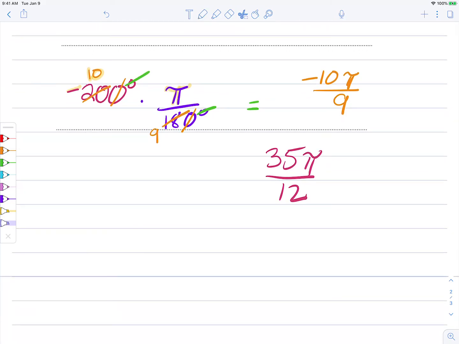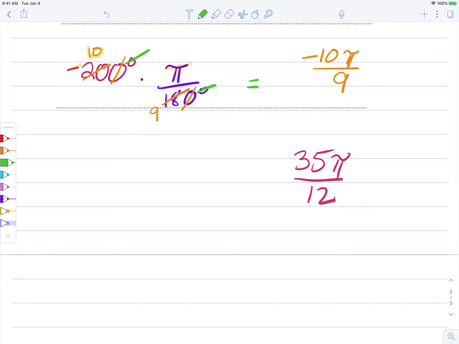Okay, let's try one more. 35 pi over 12. So if I want to take that radians and make it degrees, I'm going to multiply by 180 over pi. And I know I wrote my fraction the correct direction because I can cancel my pi's. So 180 times 35 over 12. I definitely want to do some reducing before I do anything.